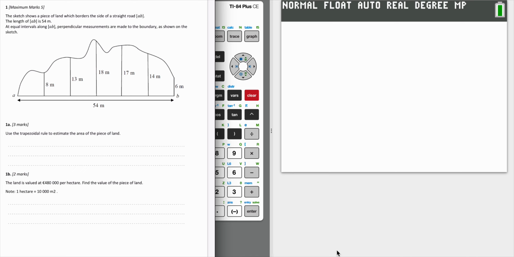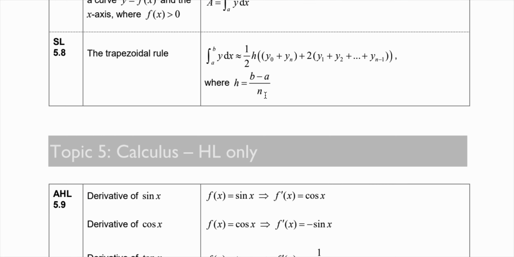Trapezium rule, and we're trying to find the area of the shape that's left there for us. So the first part is to use the trapezium rule to find the area of the land. If we look at the formula book, you can see here, we're going to be using this formula when we are finding the estimation.